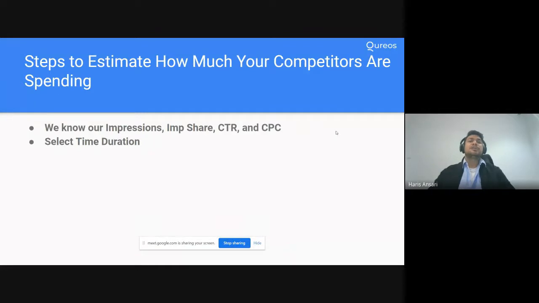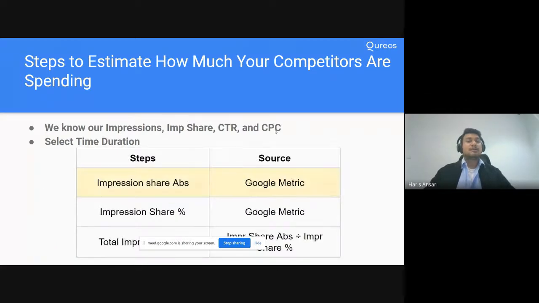So we have this information. From this information, we can calculate how much our competitors are spending at the moment or in the past one month, whatever duration you want to look at. So you need to identify the duration you want to look at, and then you can start your calculation from there. Let's say we know the impressions, impression share, CTR, and CPC from the ad platform. What else can we find out? Impression share absolute, this is our own impression share. We can easily see it on Google. Impression share percentage, the impression share we are getting, we can also see on Google.